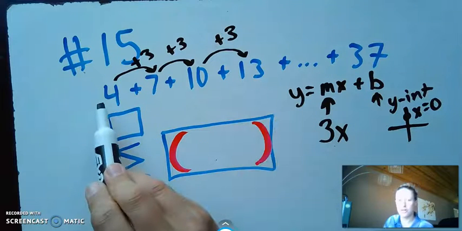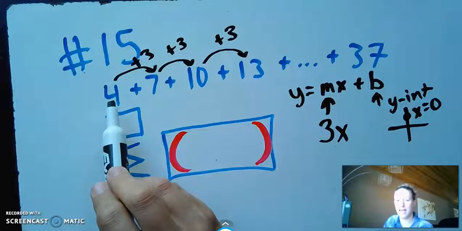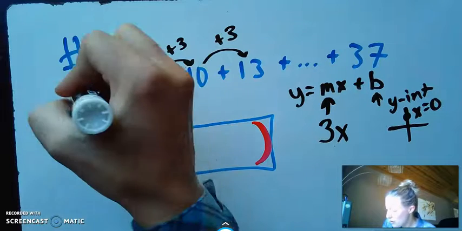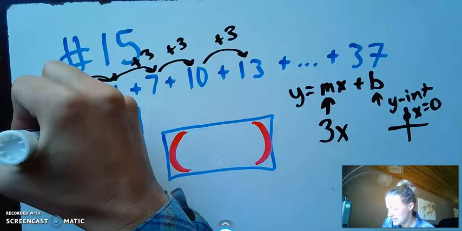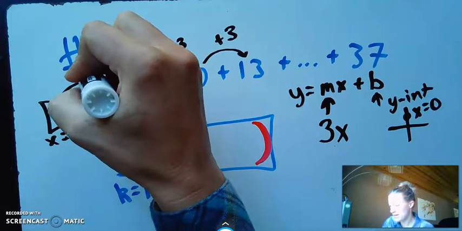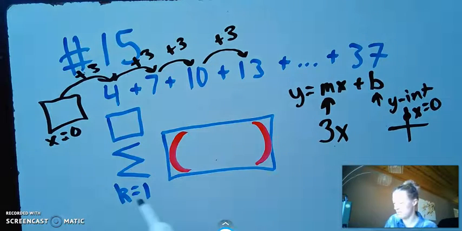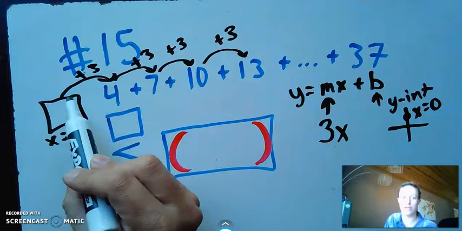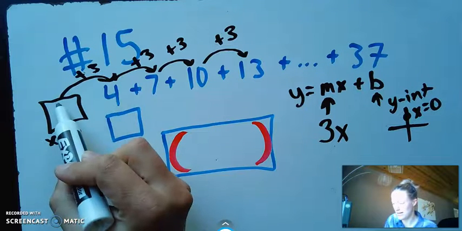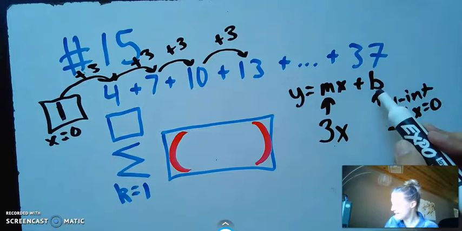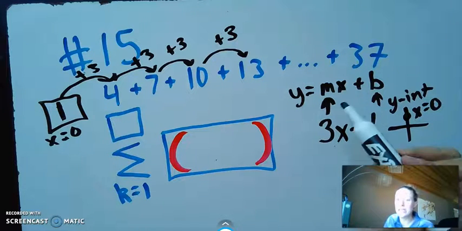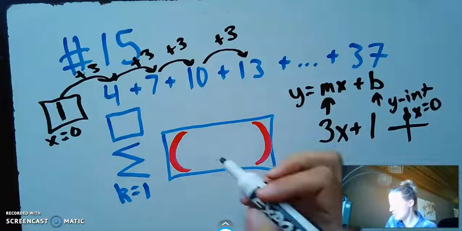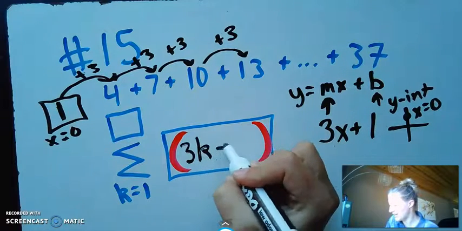And in our patterns, we usually start when x or n or k is 1. And so let's go back a step and find when x is 0. And the pattern is still the same, so it's adding 3 every time. But what number would this have to be so that when we add 3, we get to 4? Isn't that like a 1? And so that's this b, 3x plus 1. So here's a way to find the pattern using linear stuff from Algebra 1. And then when we put it over here, we'll just change it into k's.